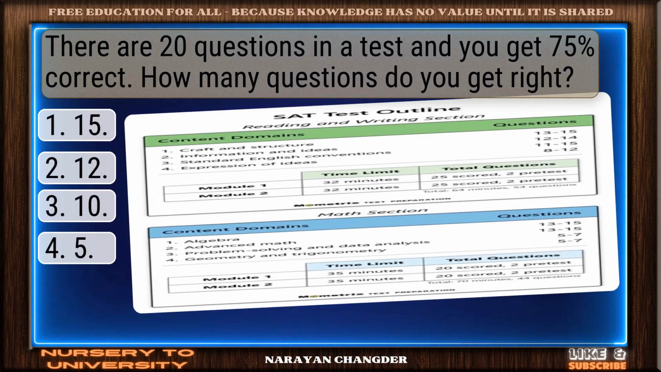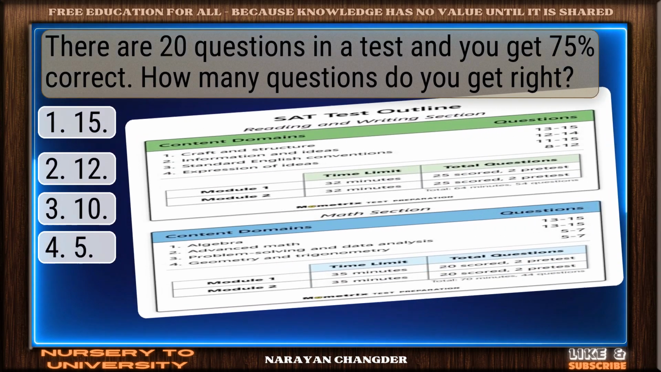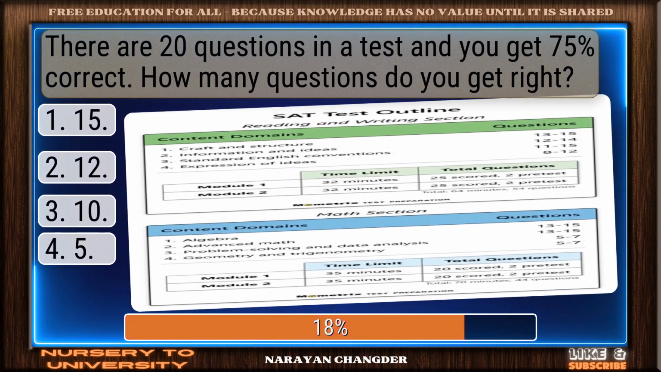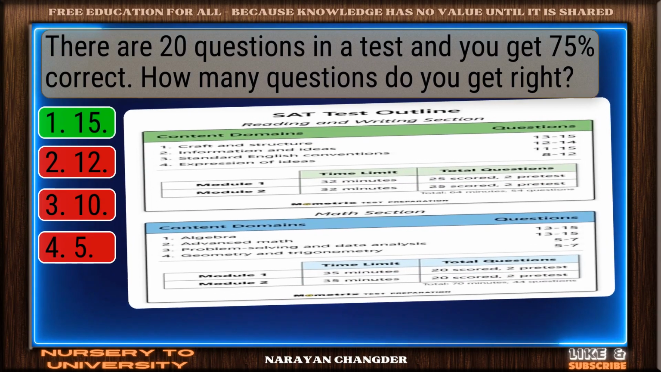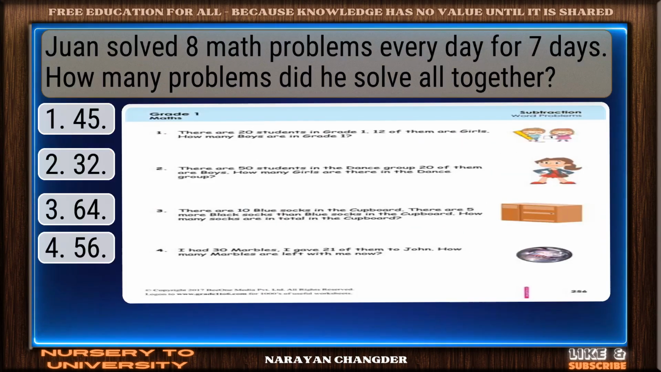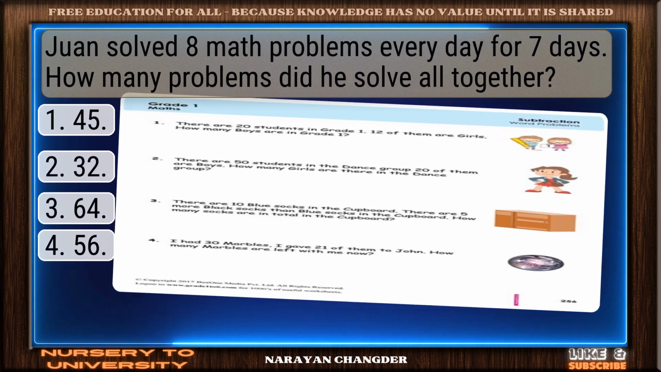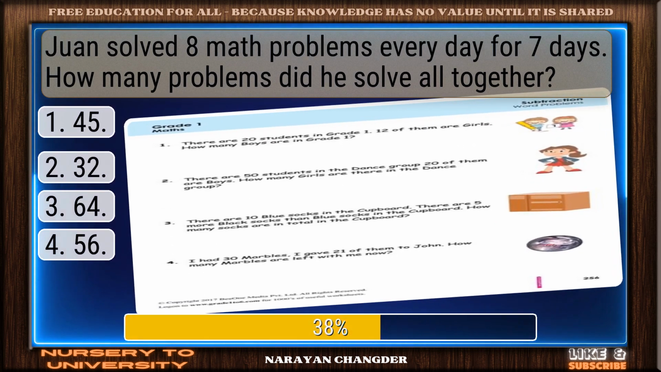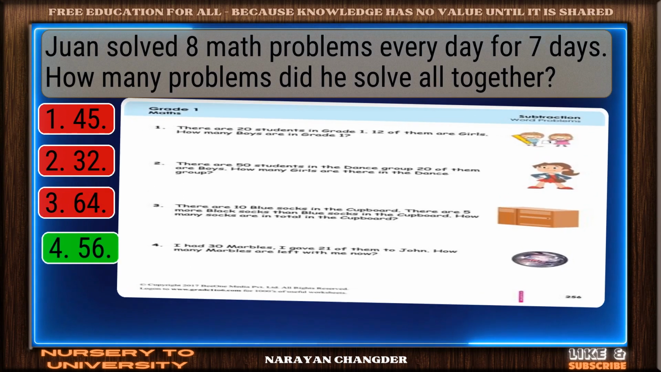Question number 11. There are 20 questions in a test, and you get 75% correct. How many questions do you get right? Excellent choice. 15 is the right answer. Question number 12. Juan solved 8 math problems every day for 7 days. How many problems did he solve altogether? Correct. 56 is the right answer.